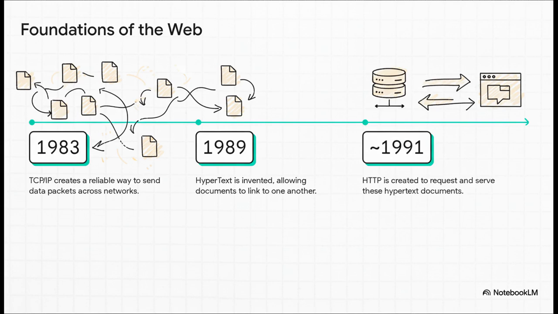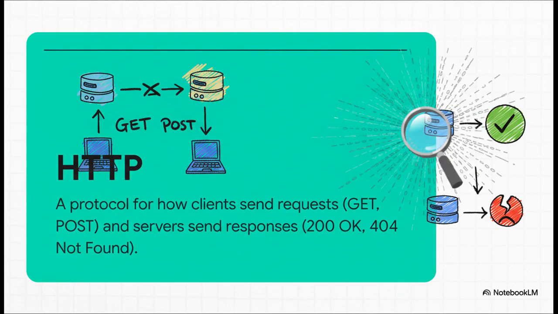It happened in layers. Back in the 80s, we got TCP/IP, which gave us a reliable way to send little packets of data across networks. Then came hypertext, the idea of linking documents together, and finally in the 90s we got HTTP, the official protocol or set of rules for requesting and serving all those linked documents. You can think of HTTP as the official language of the web. It's the rulebook that everyone agrees to follow.